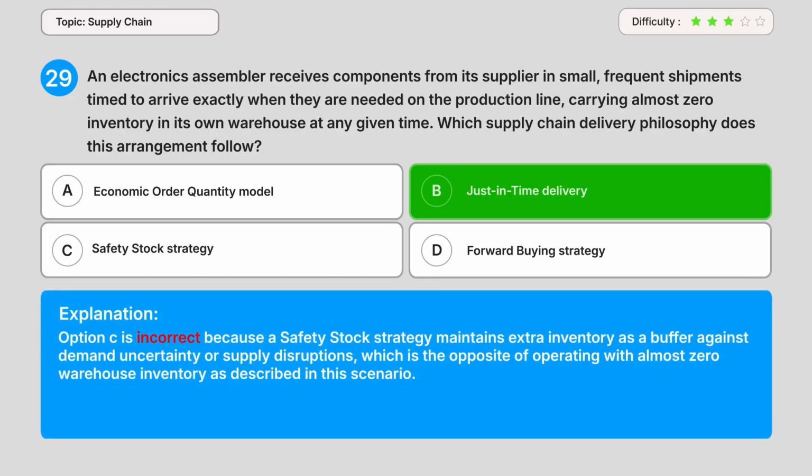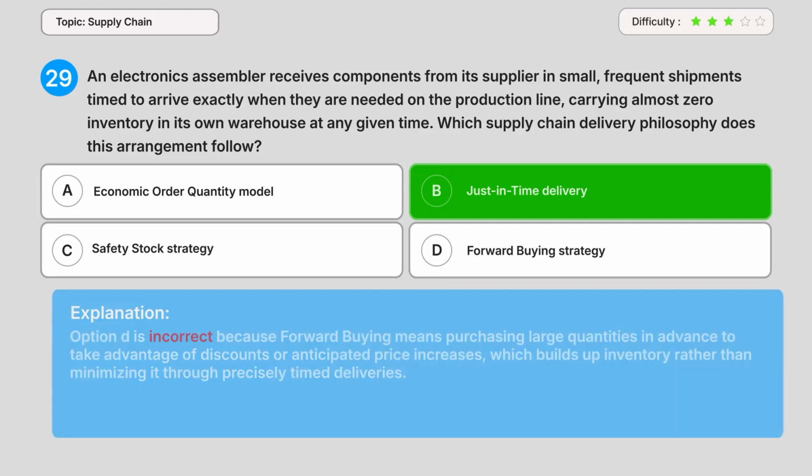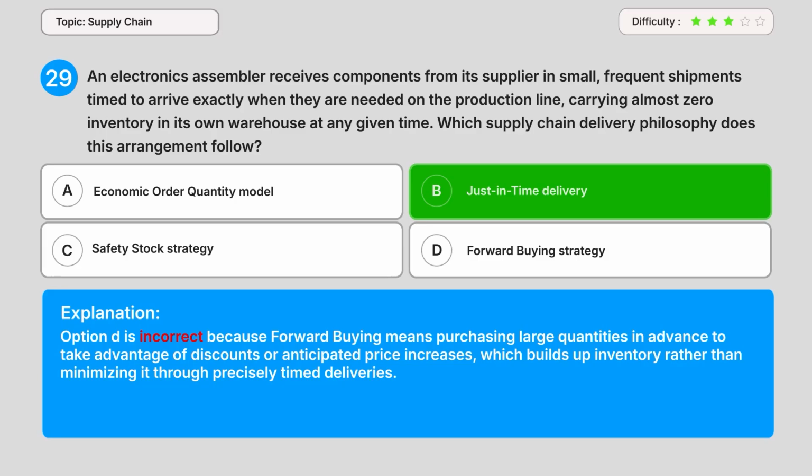Option C is incorrect because a safety stock strategy maintains extra inventory as a buffer against demand uncertainty or supply disruptions, which is the opposite of operating with almost zero warehouse inventory, as described in this scenario. Option D is incorrect because forward buying means purchasing large quantities in advance to take advantage of discounts or anticipated price increases, which builds up inventory, rather than minimizing it through precisely timed deliveries.